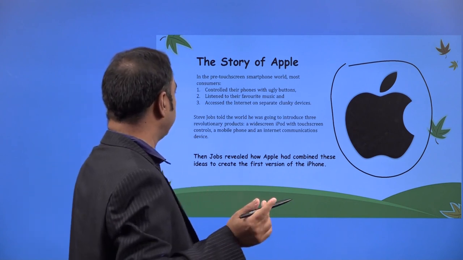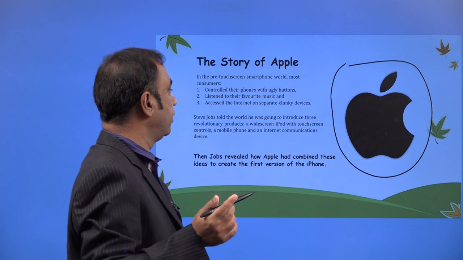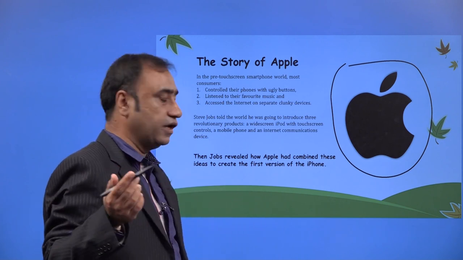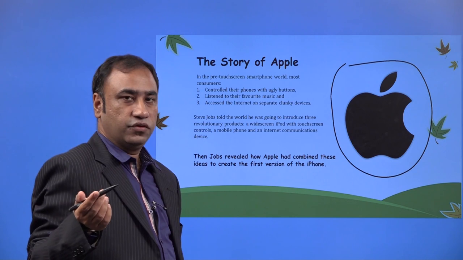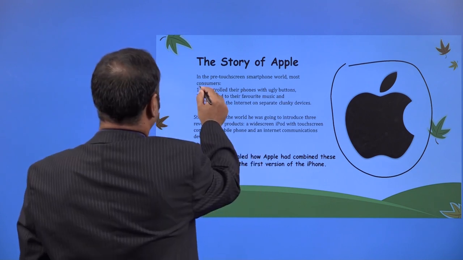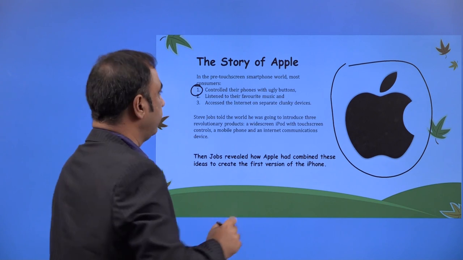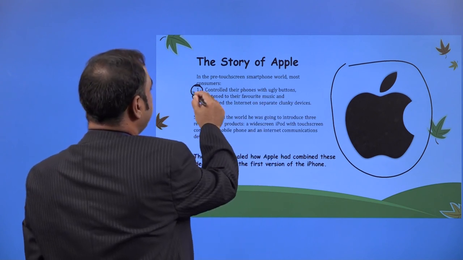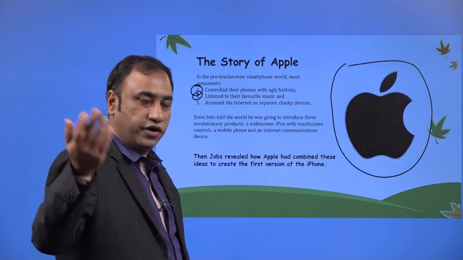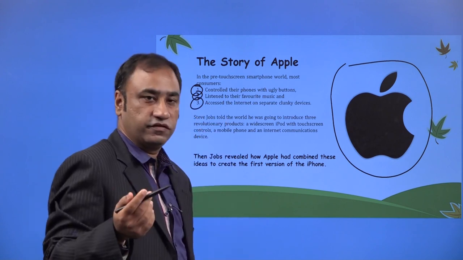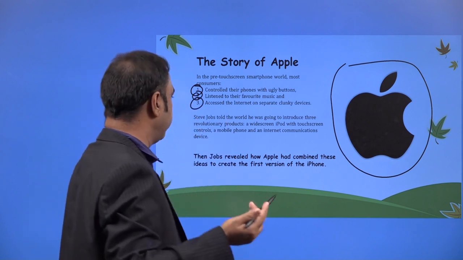They listened to their favorite music and accessed the internet on separate clunky devices. Okay? So these three were the things people were experiencing. They were using the mobile phone with ugly buttons. They listened to music on separate devices, and accessed the internet on separate clunky devices. So they used to access the internet from other devices.